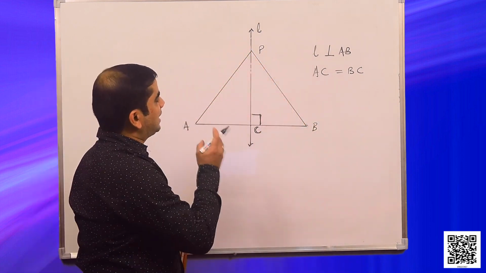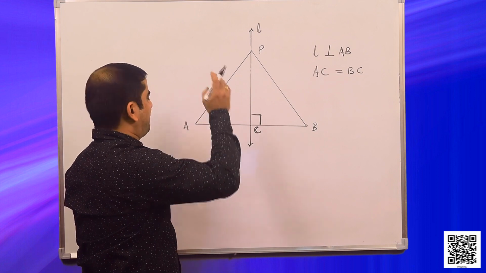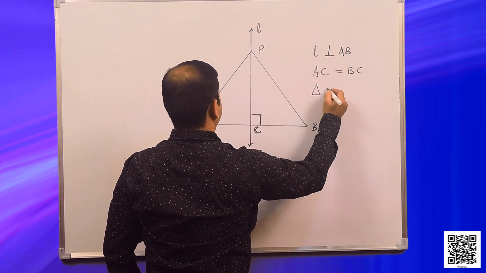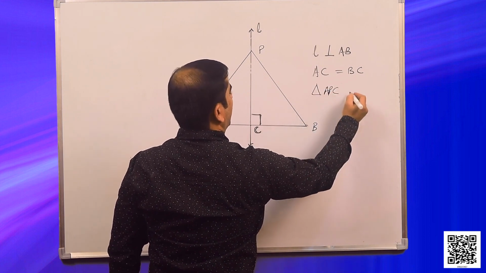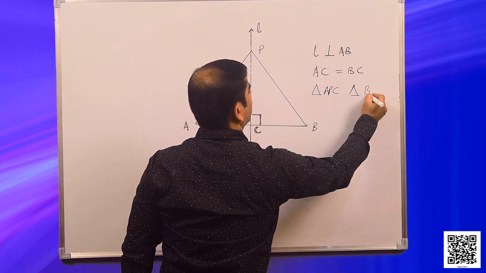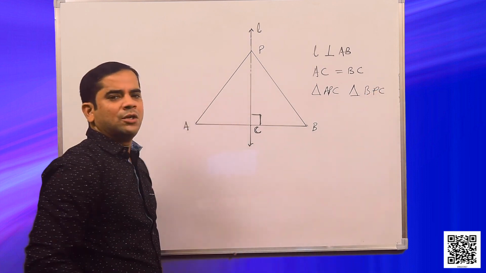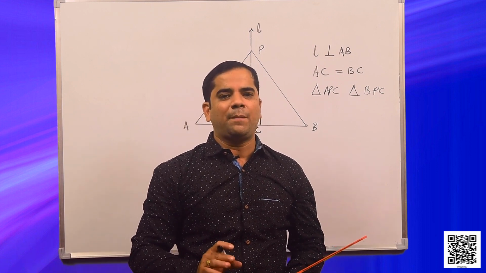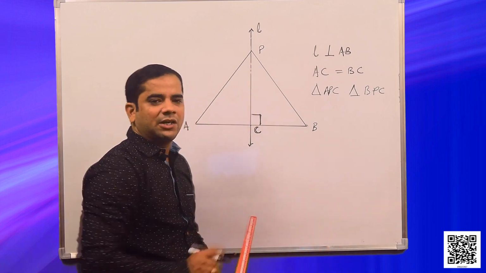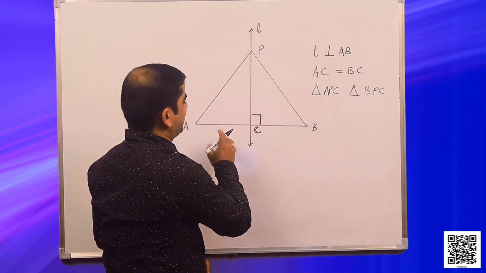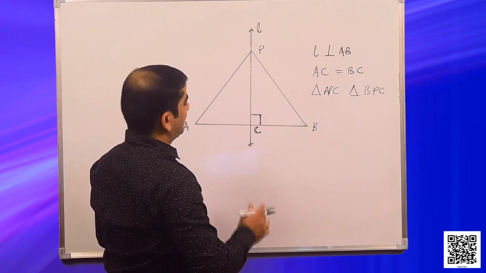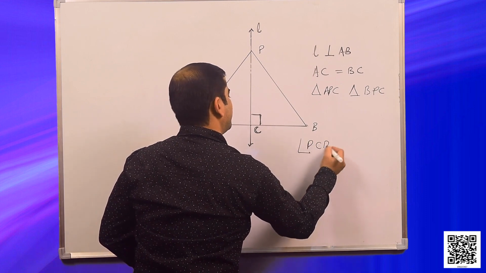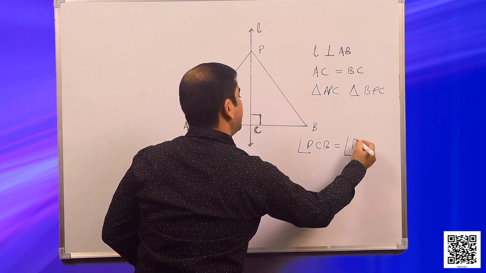So we can clearly see that after joining point P with A and B, we have two triangles, triangle APC and triangle BPC. So what it says, show that P is equidistant from A and B. As per our construction, what we have found is that AC is equal to BC, and angle PCB is equal to angle PCA.